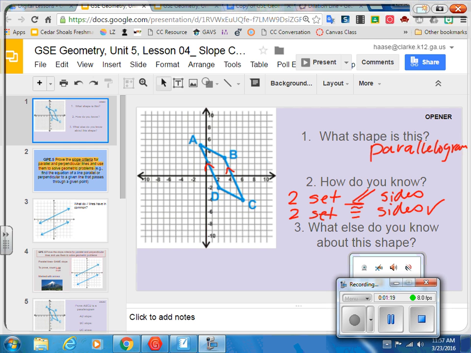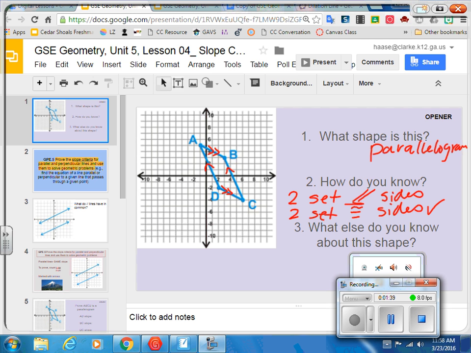Can I put one arrow on AB and DC? Why do I need to put two? Okay, so these two go together, but this one is different, so I need to put the same number on DC and AB.